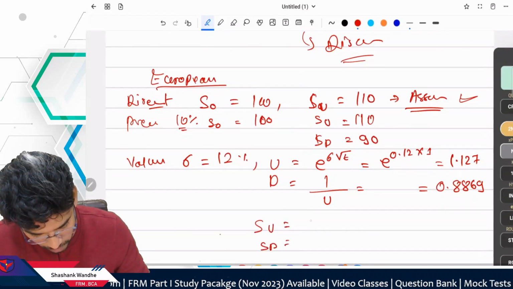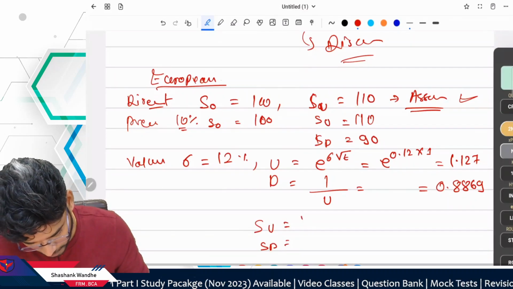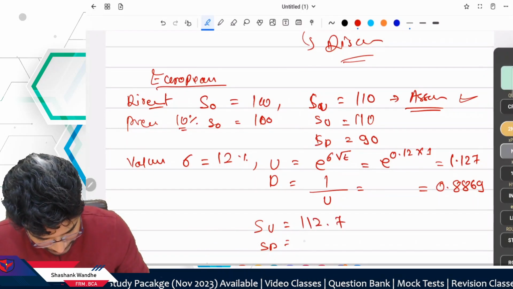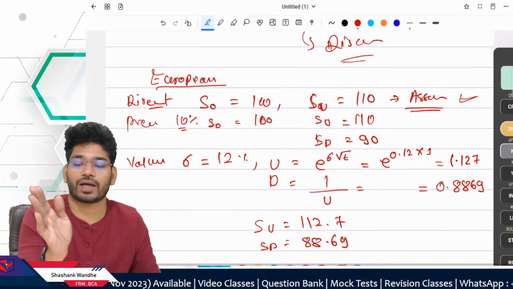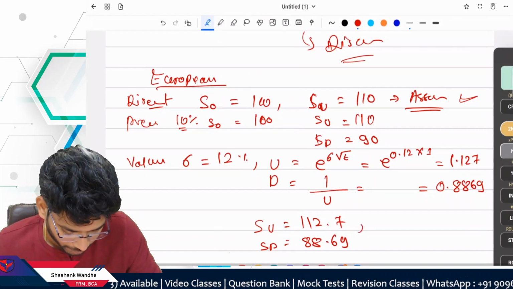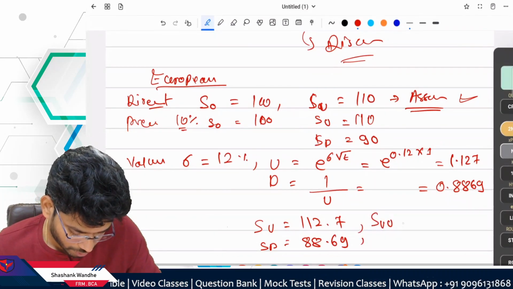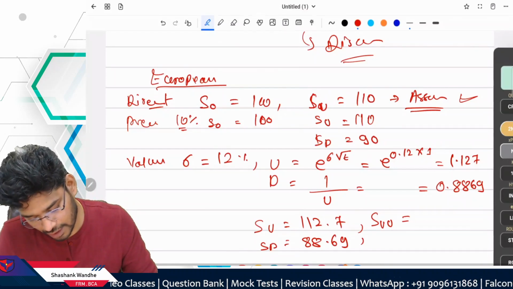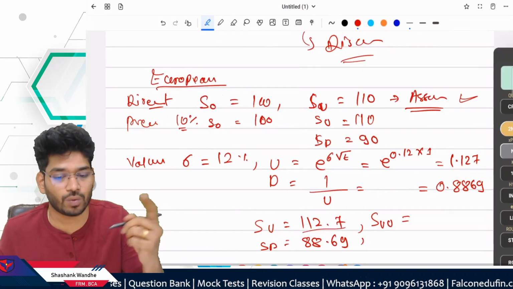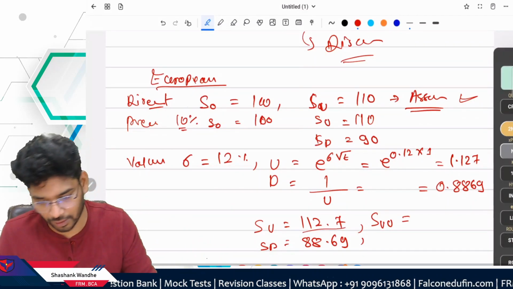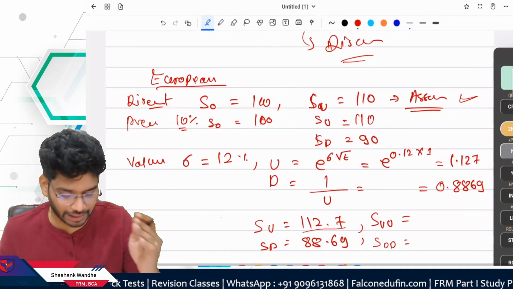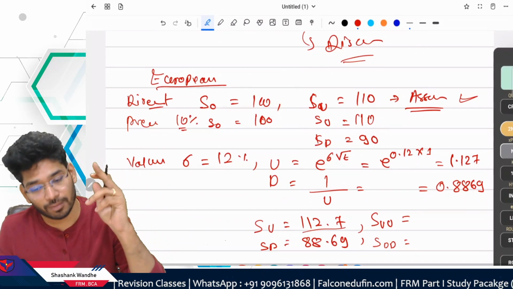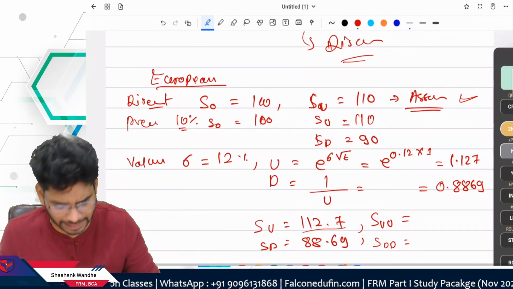So our SU is 112.7 and SD is 88.69. Okay, and then similarly you can calculate the SUU by multiplying this 112.7 into 1.127 again. Okay, you will get the SUU. If you want to calculate the SDD, then 88.69 multiplied by 0.8869, and you will get the answer.